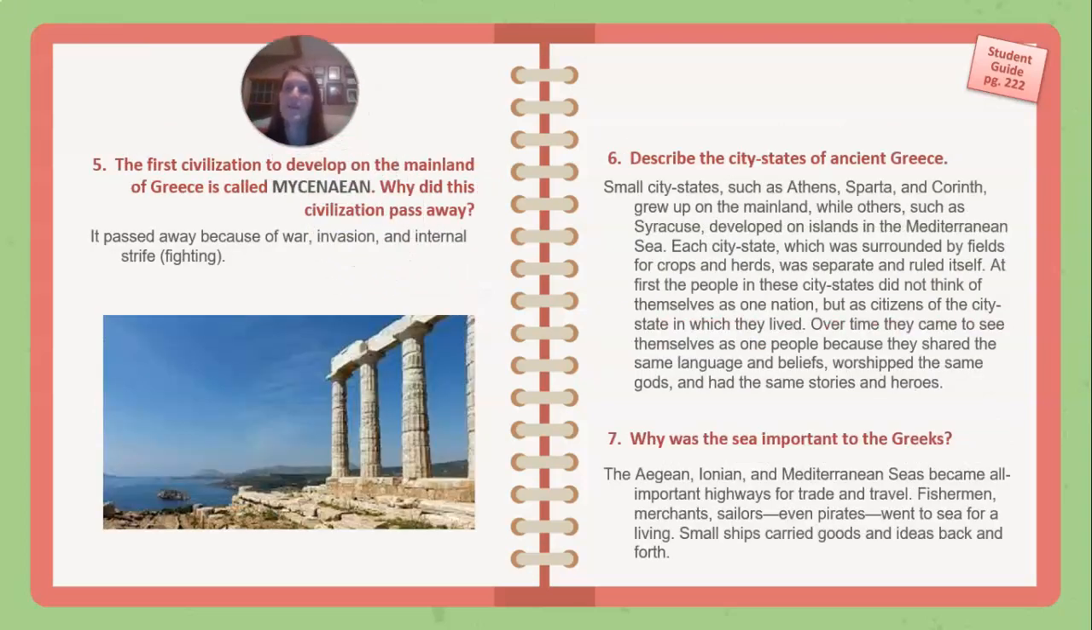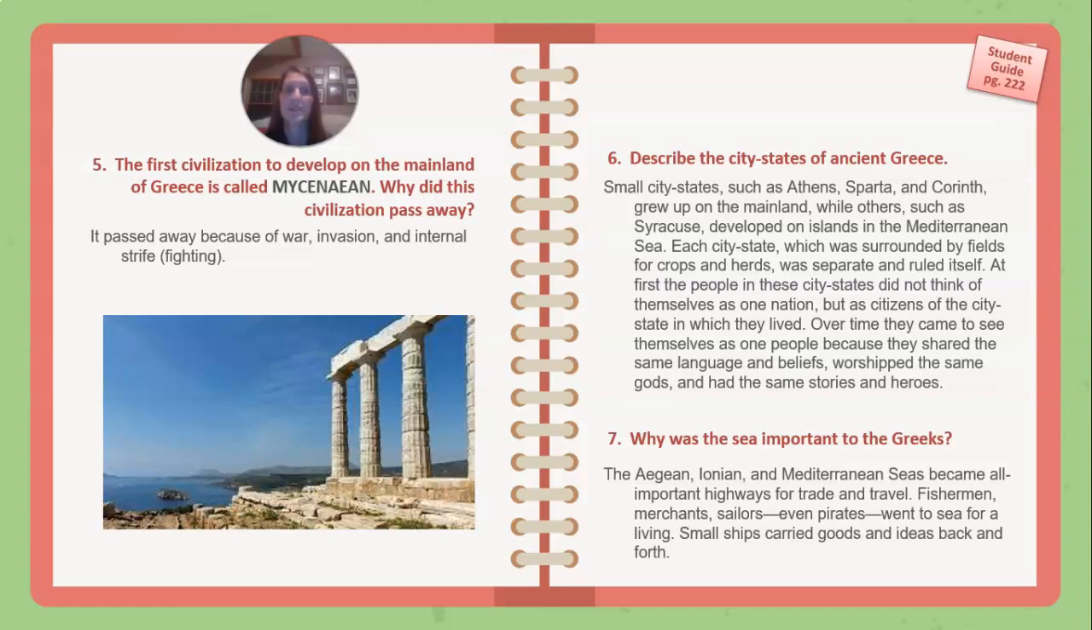Question number 5. The first civilization to develop on the mainland of Greece is called Mycenaean. Why did this civilization pass away? It passed away because of war, invasion, and internal strife, meaning internal fighting. Okay, and as we've learned from many civilizations, this constant fighting, this constant battle for land created a lot of demise.